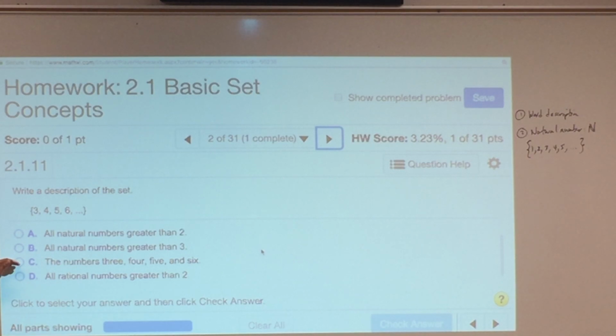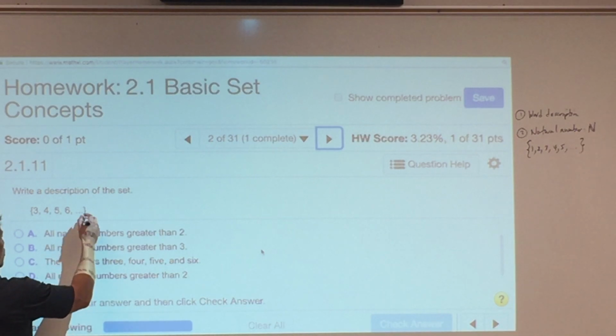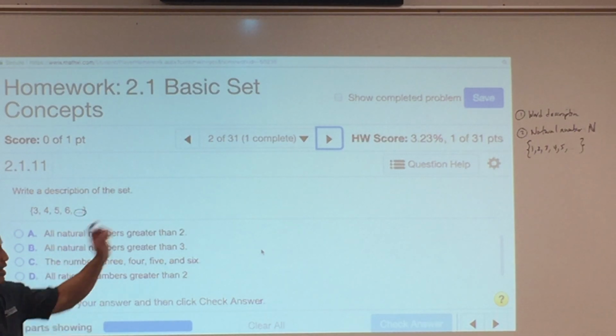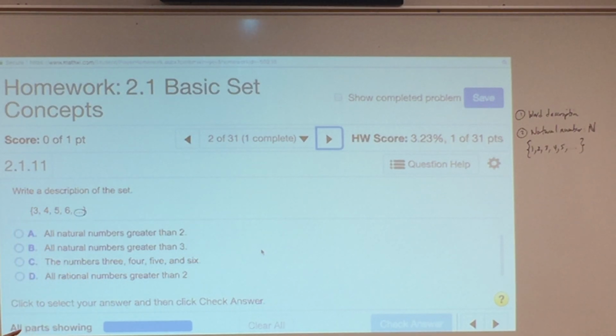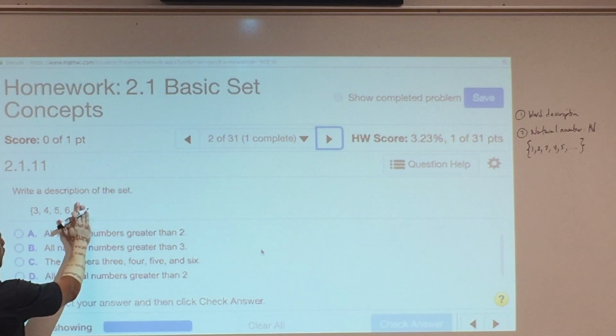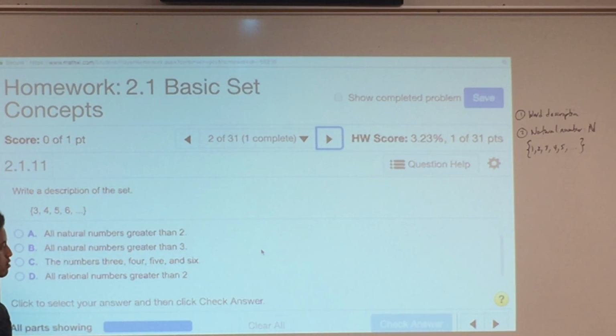Now, let's back up to C, the numbers 3, 4, 5, and 6. Now, that would be true if one thing wasn't in that set. And that one thing that makes this untrue is this. That dot, dot, dot tells you that you're dealing with something that goes on forever, on to infinity. So, this means that it's not just 3, 4, 5, and 6, it's more than that, right? So, this set goes onward, so C is out.